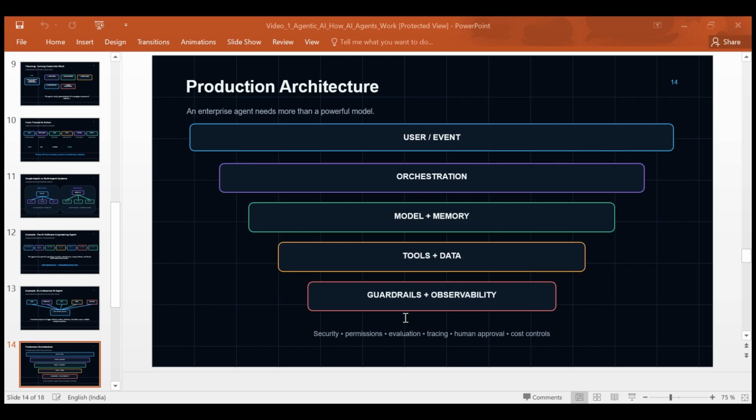The model and memory provide reasoning and context. Tools and data connect the agent to the real environment, and around everything we need guardrails and observability. Security, permissions, tracing, evaluation, cost controls, and human approval are not optional decorations. They are part of the architecture. So this is why building reliable agents is fundamentally a system engineering problem, not merely a prompt engineering exercise.